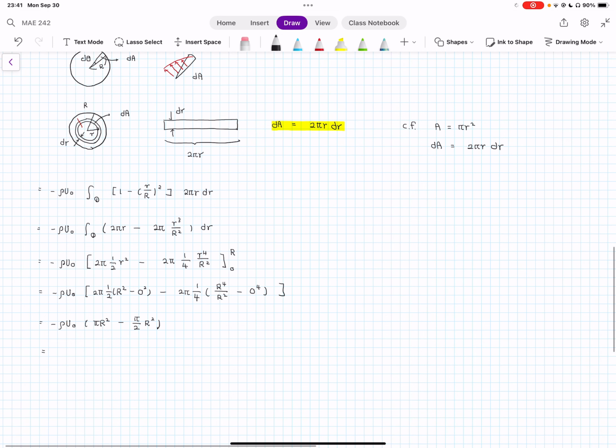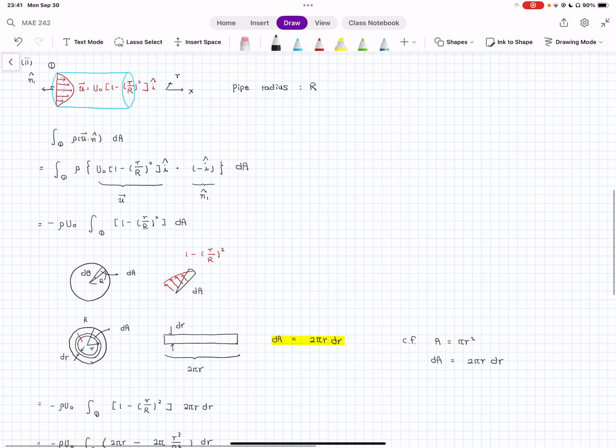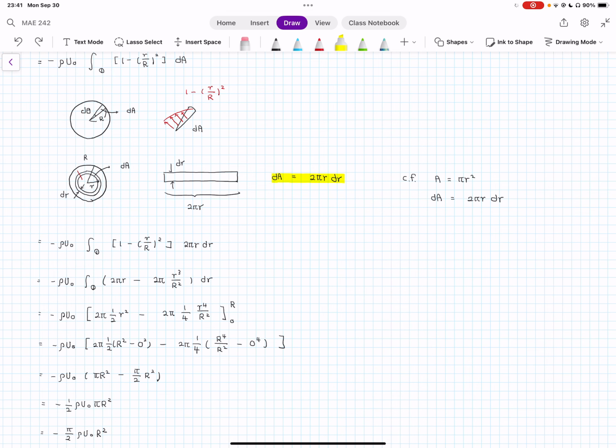Then finally, it will be minus 1/2 rho u naught pi R squared. We want to combine all this constant: minus pi over 2 rho u naught capital R squared. Okay, so this is how you evaluate it. Basically, you get this expression for the infinitesimally small element dA, and you do the integration. Okay, this is everything I have today, and thanks for watching.